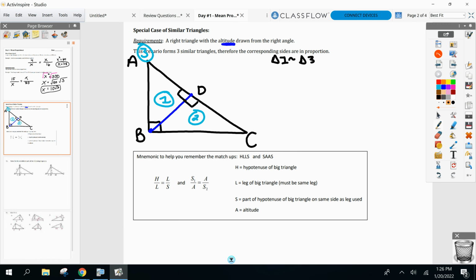Next question. Triangle 2 and triangle 3. Do you see any congruent angles there? What are the congruent angles in those 2? Jonah, 1 pair? C and C. C is congruent to itself, and they both also have right angles. So what do I know about 2 and 3? They're also similar.